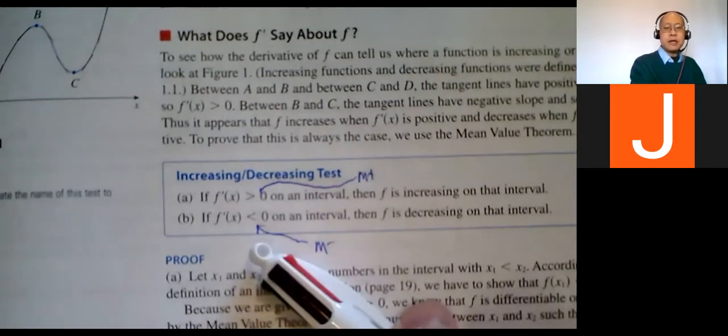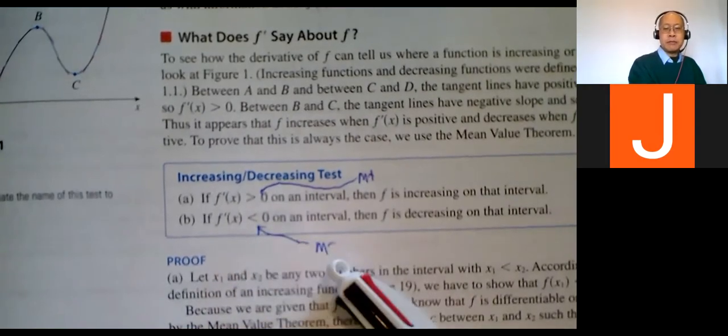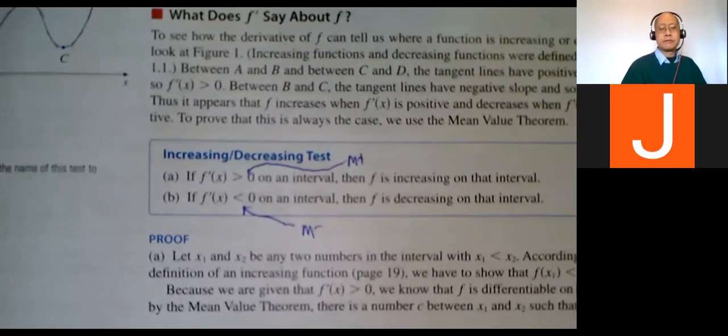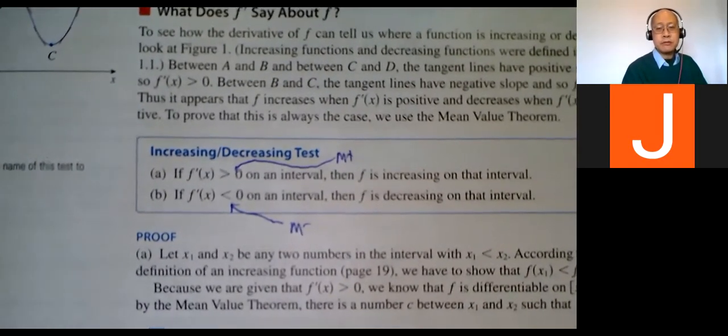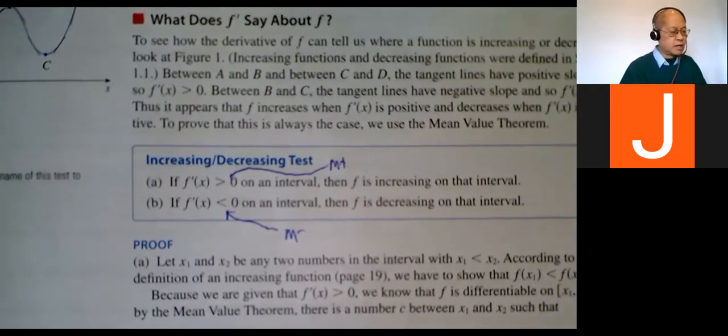B, F prime, i.e. slope, negative. M is negative. Oh yeah, algebra 1, it looks like that. That means I'm decreasing. Okay, so if the first derivative is positive, function's increasing. First derivative is negative, function's decreasing.